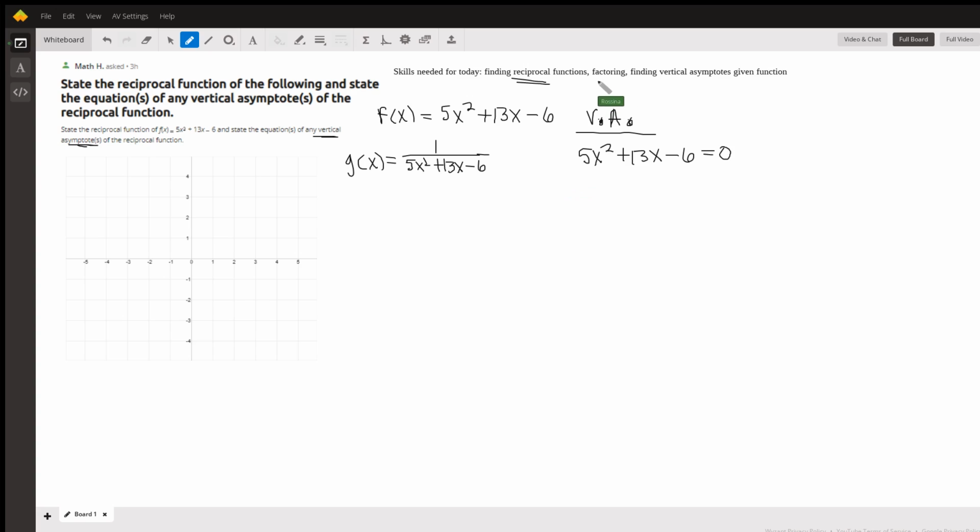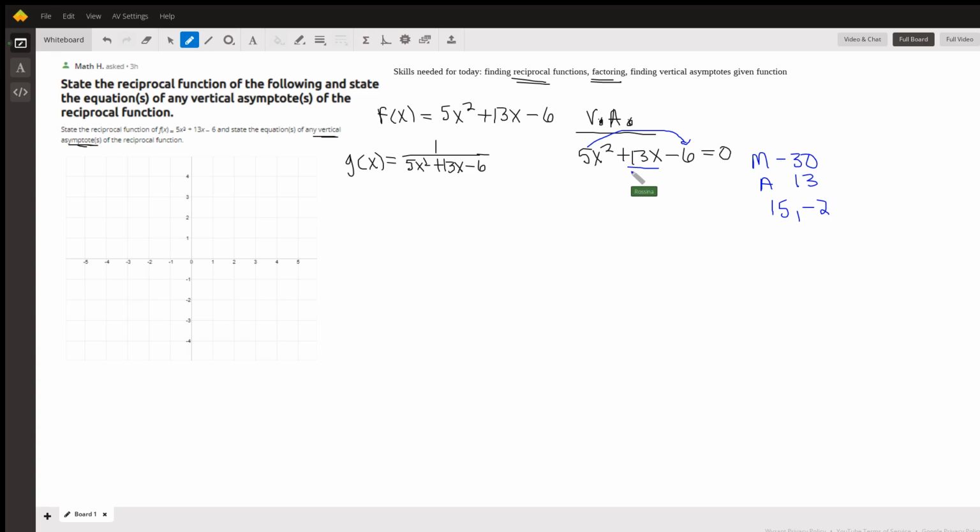So here we're going to need our factoring skills. Briefly, we need to figure out what two numbers multiply to negative 30. I got that by negative 6 times 5. And adds, A for adds, to positive 13. So the magic combination for that is 15 and negative 2. 15 times negative 2 is negative 30. 15 plus negative 2 is positive 13. So that's our magic combination. So what do we do from there to keep factoring?